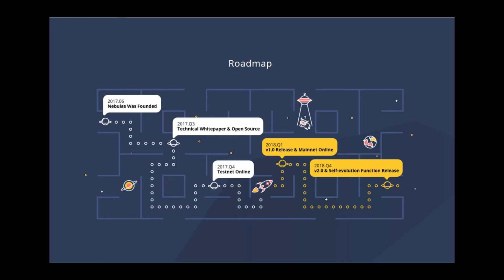So their roadmap goes to the end of this year, and some of the things we can look forward to this year. Coming up very soon, in March at the end of first quarter, will be the release of their mainnet launch. So this is going to be huge, and this will come with the wallet, of course. And then the next major development in their roadmap is only at the end of the year, sometime in fourth quarter, November, December. And that's the self-evolving function release.